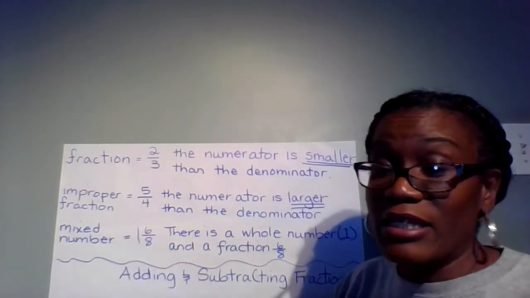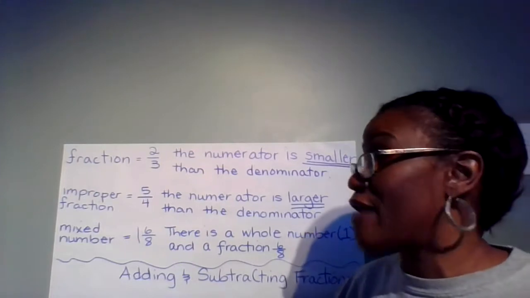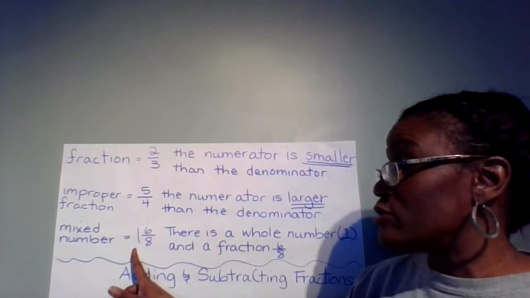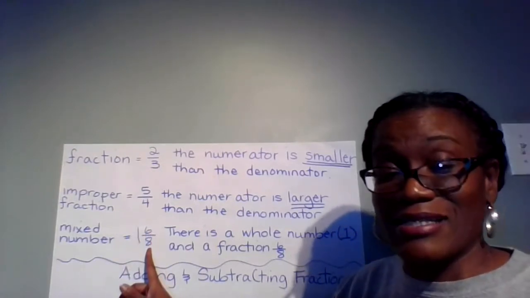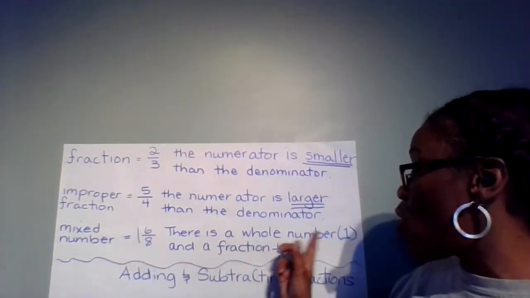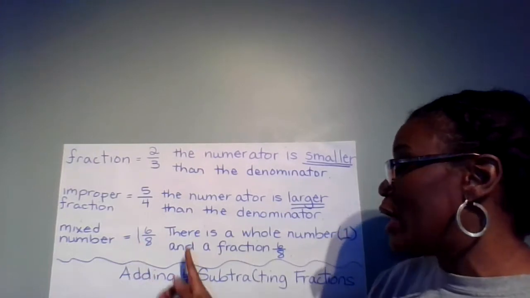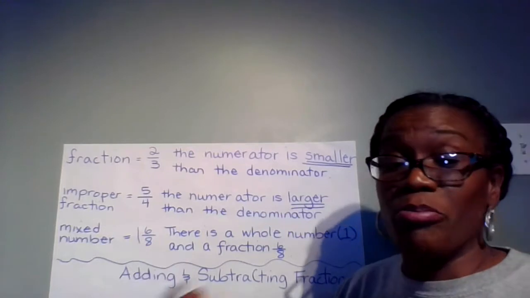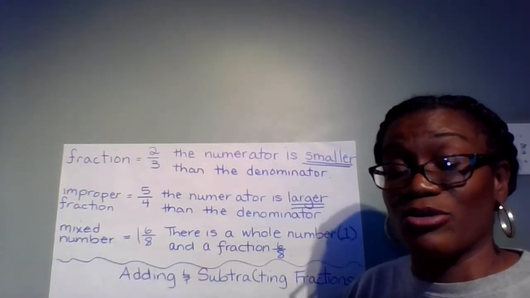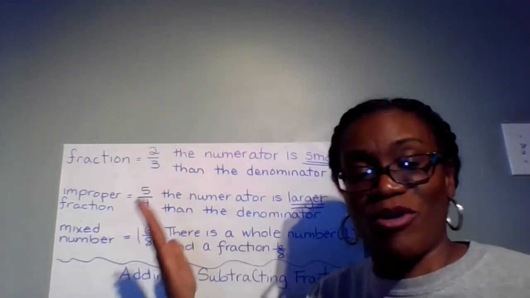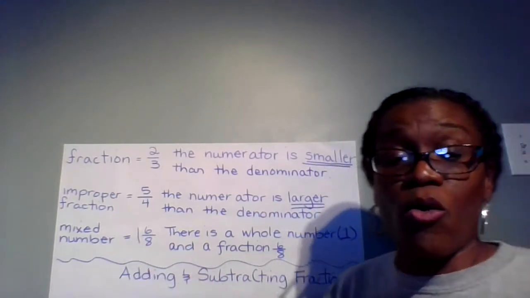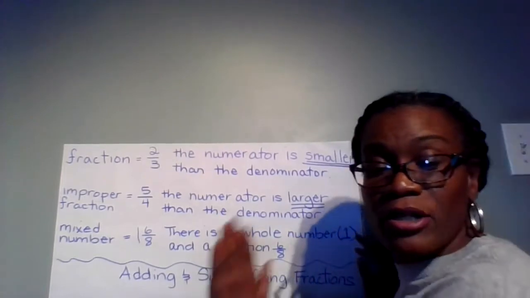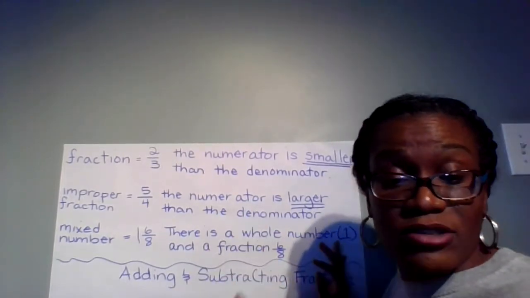And last but not least, another fraction that we have is called a mixed number. Now, for a mixed number, I use the example 1 and 6/8. There's a whole number, which is the number 1, and a fraction, which is 6/8. And that is called a mixed number when you combine the two. It's a mixed number, a whole number and a fraction. And so now that we have those definitions, we're going to move on to adding and subtracting fractions.